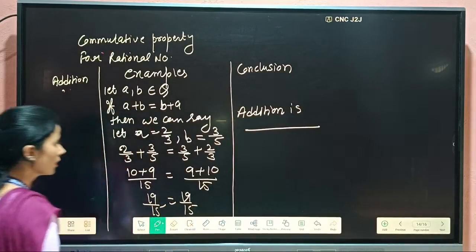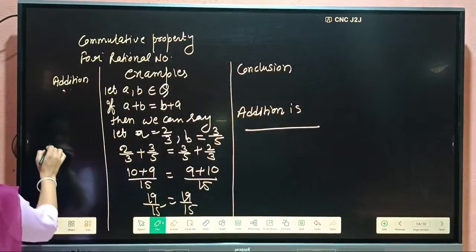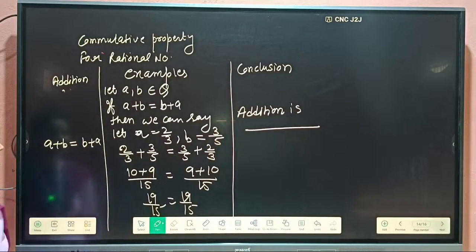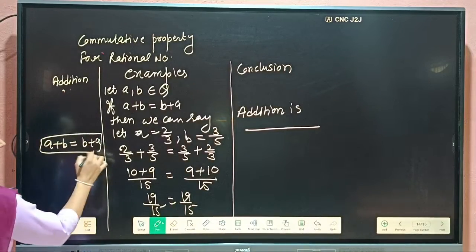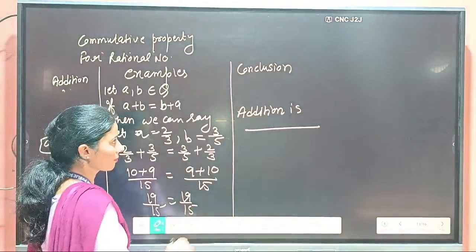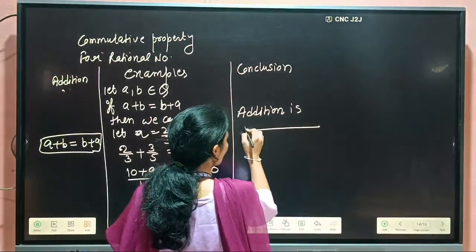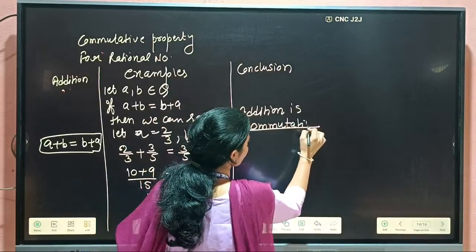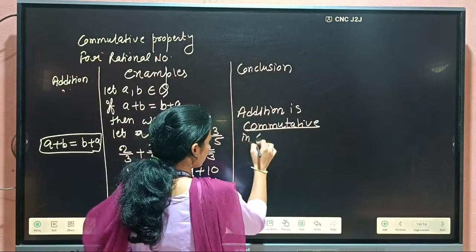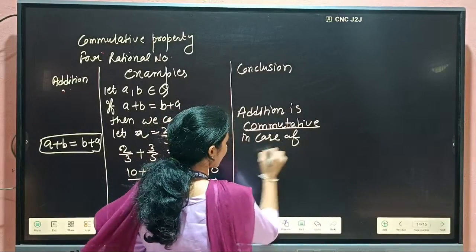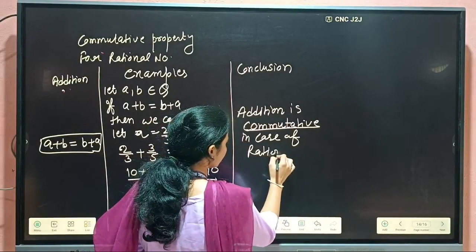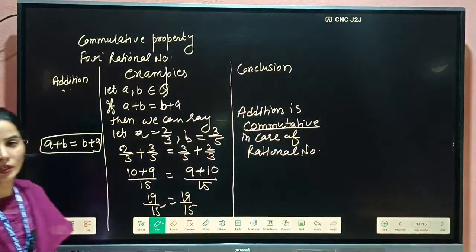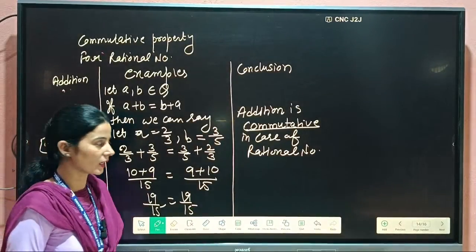What we conclude, what we observed there? We observed A plus B is equal to B plus A in case of rational numbers. So we can say addition is commutative in case of rational numbers, or we can say rational numbers hold commutative property under operation addition.